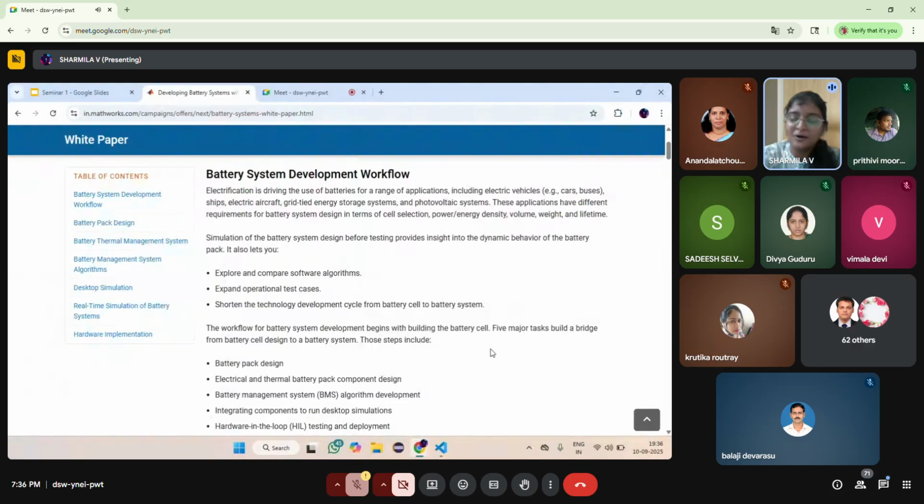So may I know how frequently you're using MATLAB in your projects? May I please know the scope of MATLAB in your respective departments? Professors? Hello? Okay, I assume that MATLAB is being used for certain projects.